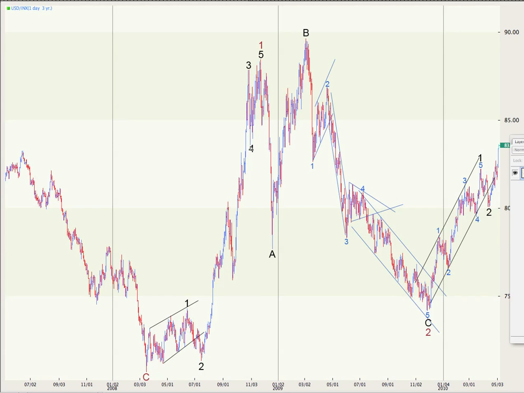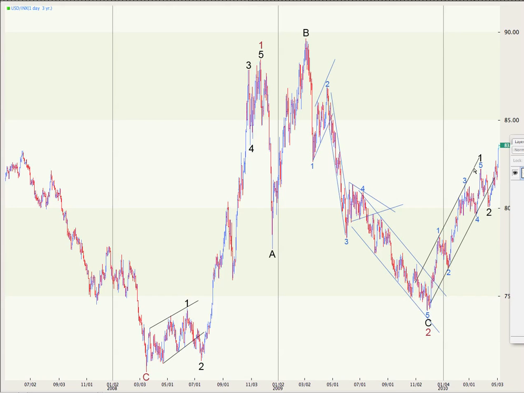A short, brief, deep 4 and a little 5, followed by an expanded flat correction, A, B, C. It's an expanded flat because B reaches beyond the start of A, and A is obviously a 3-wave structure. It was completed with a wave C that reached comfortably beyond the end of A, which is what wave C in expanded flats tend to do. So we've had a primary 1, primary 2, and we're working now on a primary 3 to the upside.